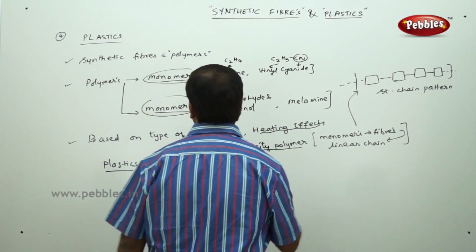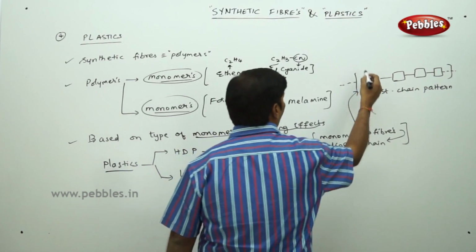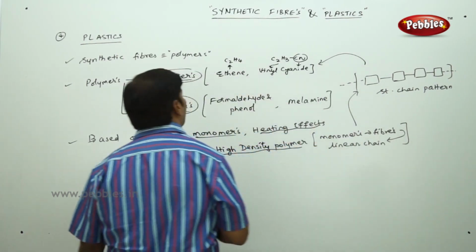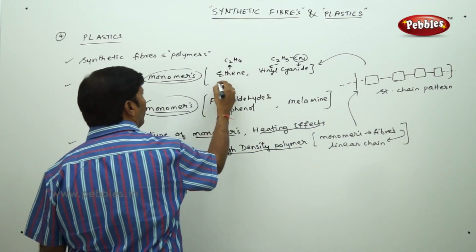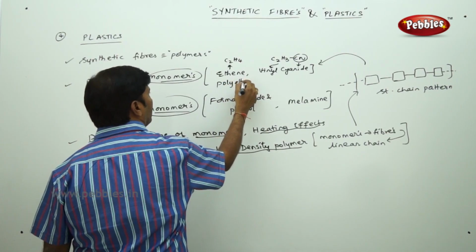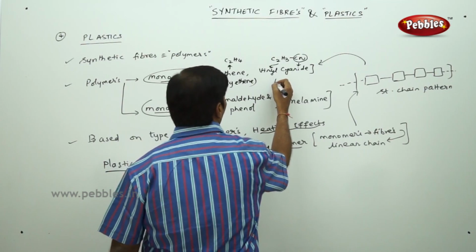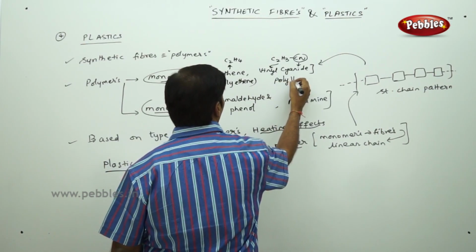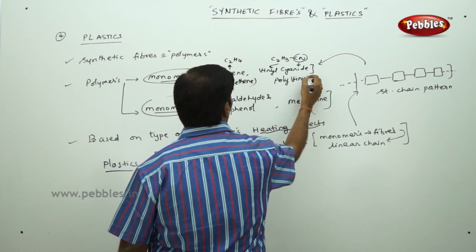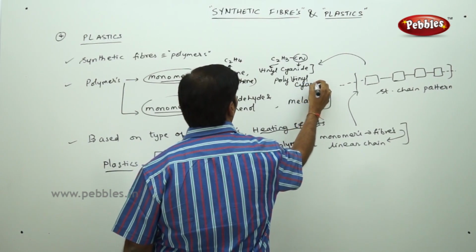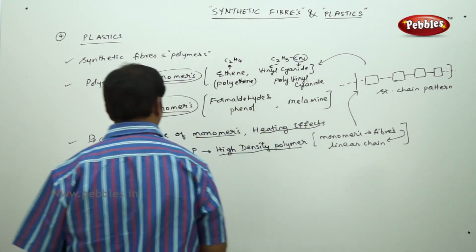In this high density polymer with straight chain pattern, you find the monomers, for example polythene. Here you can take polyethene. The plastic is called polythene. This is polyvinyl cyanide. All these are high density polymers.